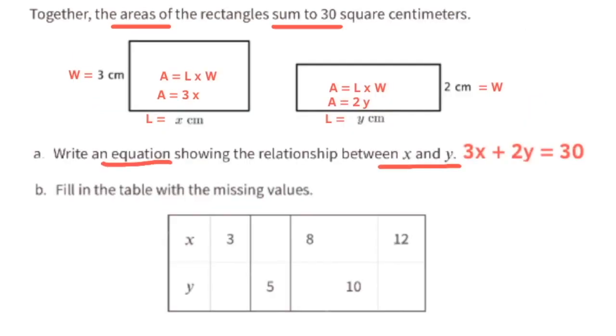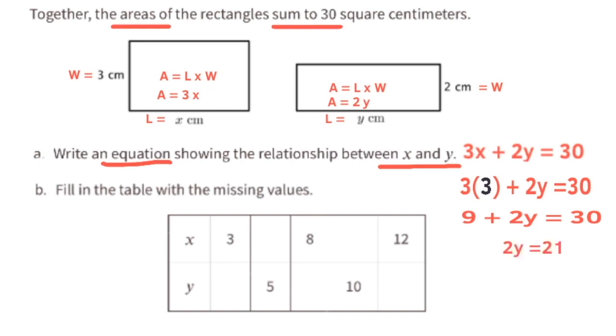B. Fill in the table with the missing values. When x equals 3, this means that we can substitute the x with the 3. So instead of 3 times x, we have 3 times 3 plus 2y equals 30. And 3 times 3 is 9. So now the equation reads 9 plus 2y equals 30.